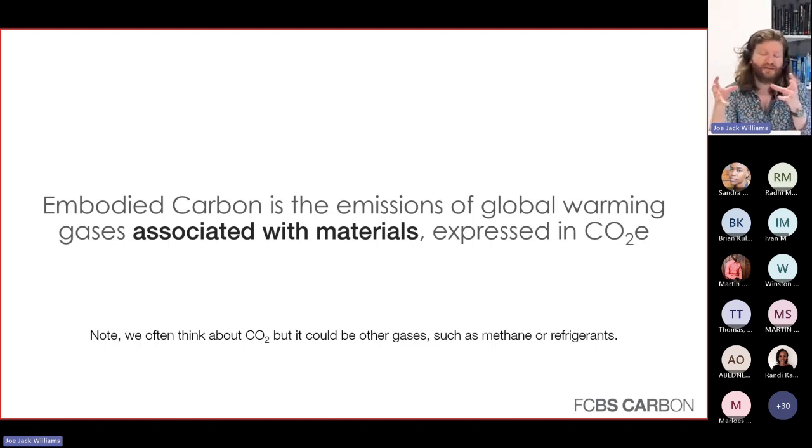We always express it in CO2e. The E means equivalent, so it could be CO2, but other gases, so methane's a classic one, refrigerants from air handling units or air conditioning, they're also global warming gases. So we convert them back into a unit of CO2. That's why you'll see this E dotted all the way through. So it's really important to think it's not just CO2. There's loads of other things that cause global warming, but that's what we talk about.